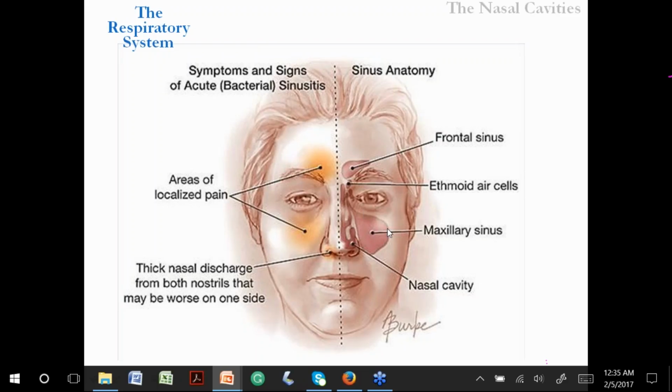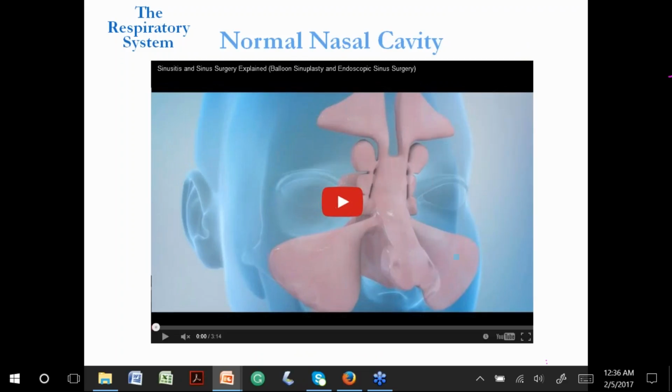So you will see many times that a person who is coming with some problems of sinusitis, you just touch the area superficially, on top of the frontal sinus and the maxillary sinus. If you touch superficially with your finger, the patient is going to have pain, areas of localized pain. So that is one of the signs and symptoms of sinusitis.